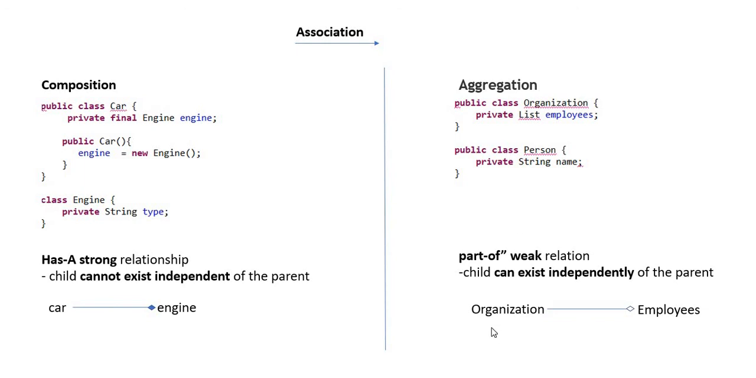So how we indicate that is by using the diamond without a solid notation. It's a blank diamond notation. So that is how we need to indicate aggregation.